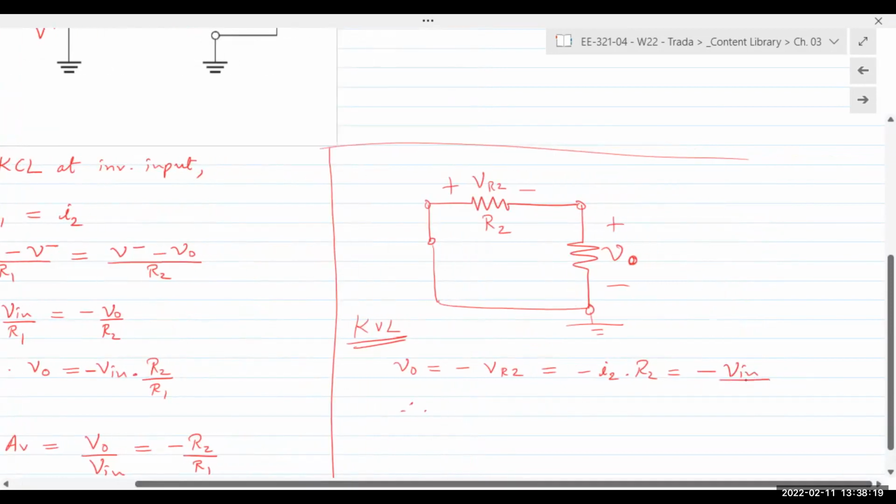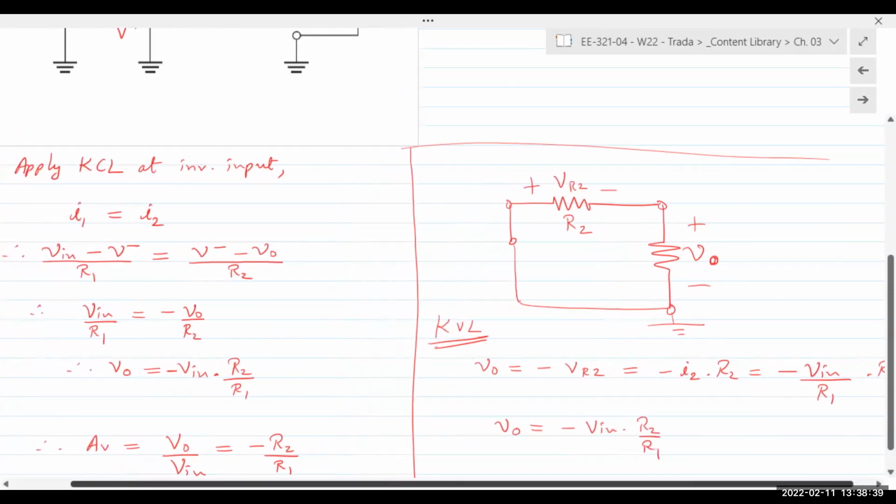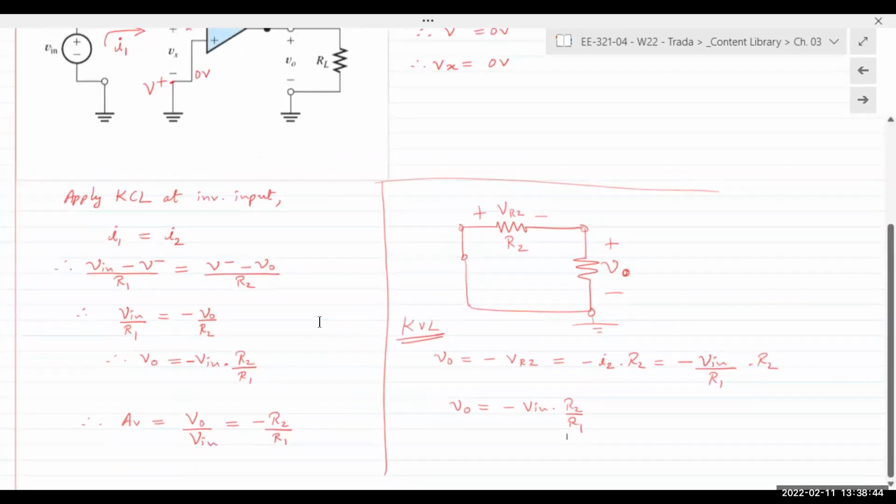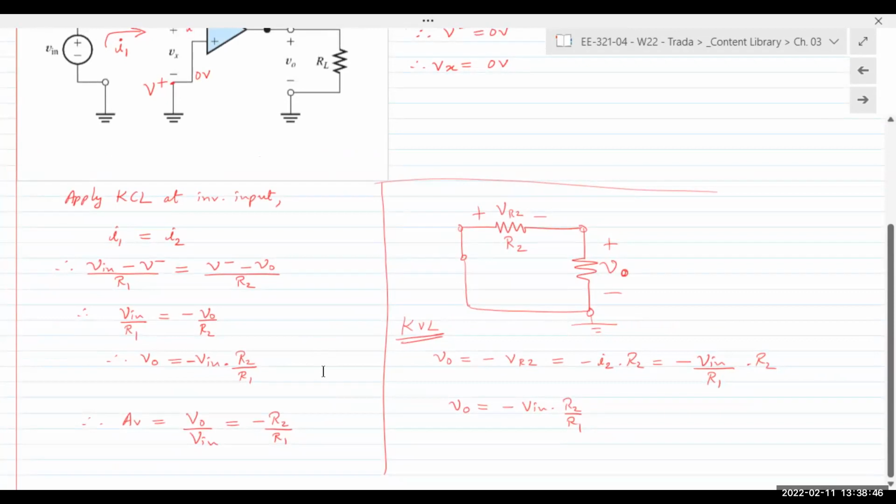I2 can be written as minus V in over R1, and so we get the exact same equation. VO, again, I did a 0. VO is equal to minus V in into R2 over R1. So you can apply KCL and solve it. You can apply KVL and also solve it. All right, questions?